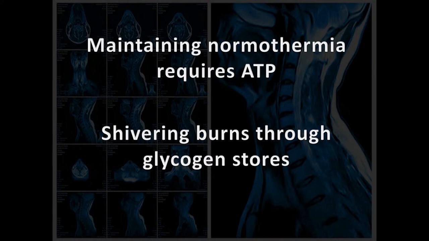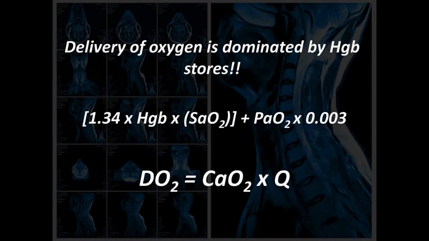Ultimately, we have to maintain normothermia as best we can. And that requires ATP. We have to remember that we're already in a shock state. We're already in a severe sympathetic response. These patients are fighting for their lives. If you then put them into a state where they're shivering, they're now burning through more glycogen stores, and they have to have those glycogen stores to produce ATP. And you're just causing a shock state, which is going to potentiate anaerobic respiration, which is going to potentiate more acidemia. And that is another key ingredient to that trauma diamond.